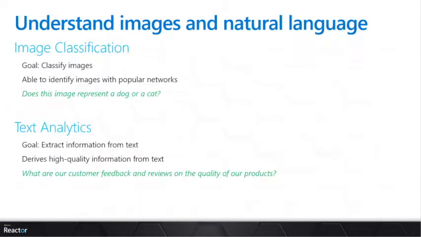The next one is understanding images and natural language. So image classification: is this image a dog or a cat? Text classification: what are customer feedback reviews on the quality of our products? I feel like these types of things are out there a lot because we now have really great AI services to help us with the most basic of these questions. A lot of people want to know, is there a person in this picture? Is there an animal in this picture?